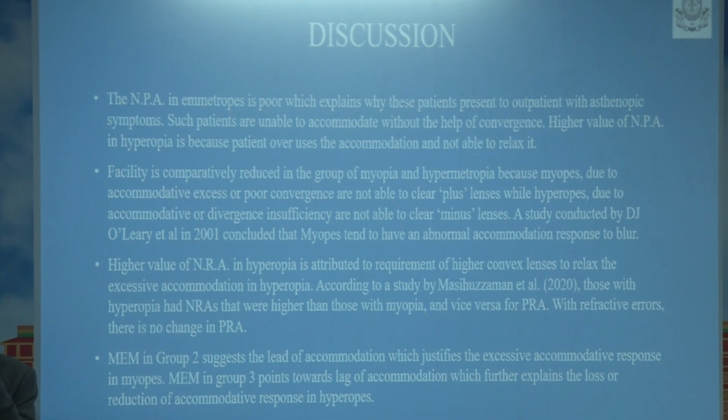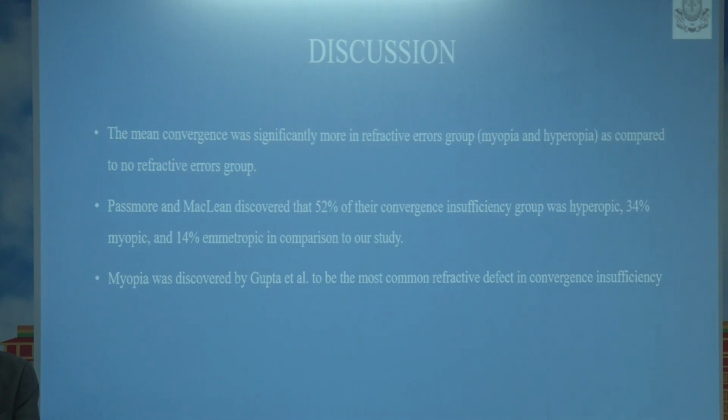MEM retinoscopy in group 2 suggests a lead of accommodation, which justifies the excessive accommodative response in myopes, while MEM in group 3 points towards a lag of accommodation, which further explains the reduction of accommodative response in hyperopes. Mean convergence was significantly more in myopes and hyperopes as compared to the no refractive error group.